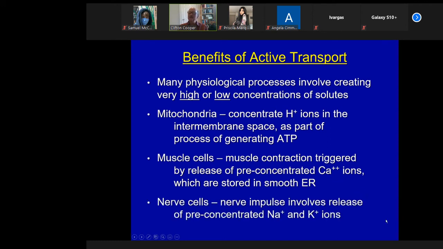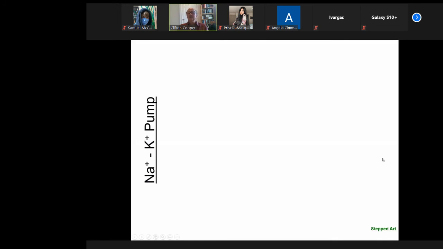And your nerve cells involve a coordinated release of first sodium and later potassium ions. So you store sodium ions in one place, potassium ions in a different place, and then release them. First the sodiums and then the potassiums. And that's part of how a nerve impulse is sent. So these are different things we use active transport for. And here's the big one, the sodium-potassium pump. This is what's working in all of your cells, but especially in the nerve and the muscle cells.